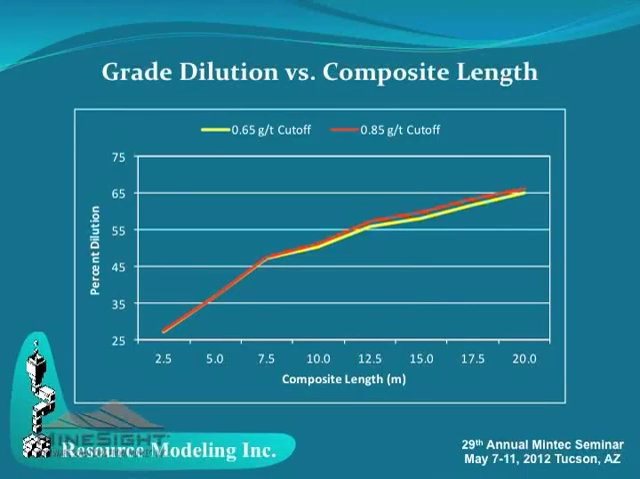So we can graph that. I'm showing in yellow dilution on the left side versus composite length on the x-axis, and there's a 0.85 gram in red and then the 0.65 gram in yellow. Now what I've found doing these sorts of analyses is that most often you'll incur the greatest percentage of dilution going from your raw samples to that first composite length. And as the composites continue to get longer and longer, that rate of dilution starts flattening off.